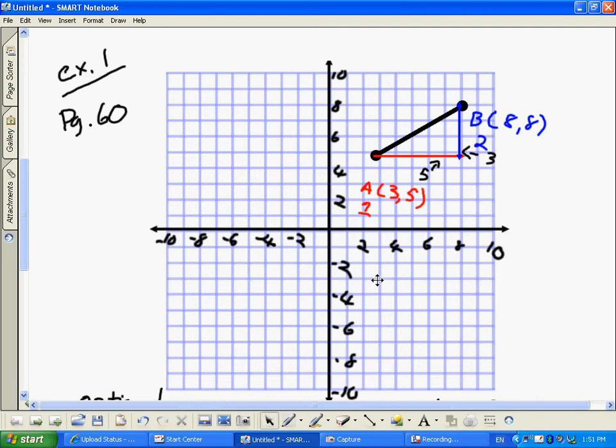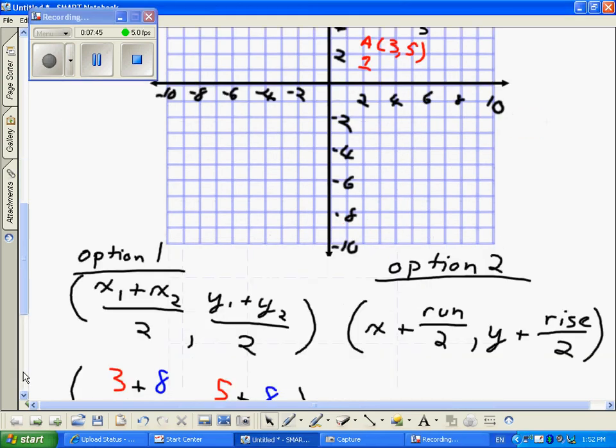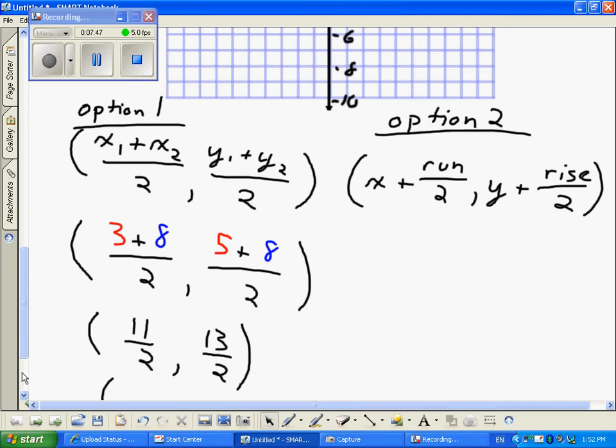So I've made a right-angled triangle. I know that this side is 3 and this side is 5, so my rise is 3 and my run is 5. I've figured out those 2 numbers, and I can now plug them into the equation I have below. We're going to plug them in.